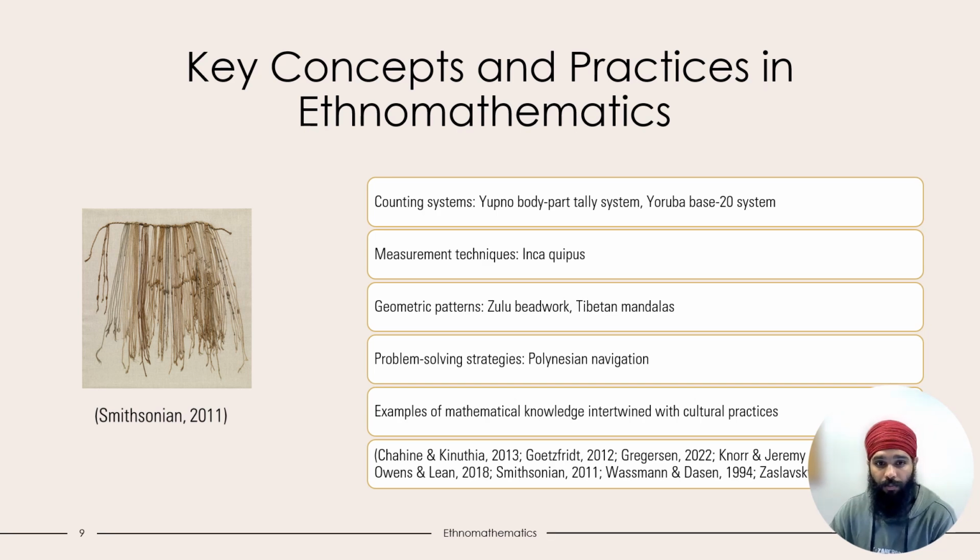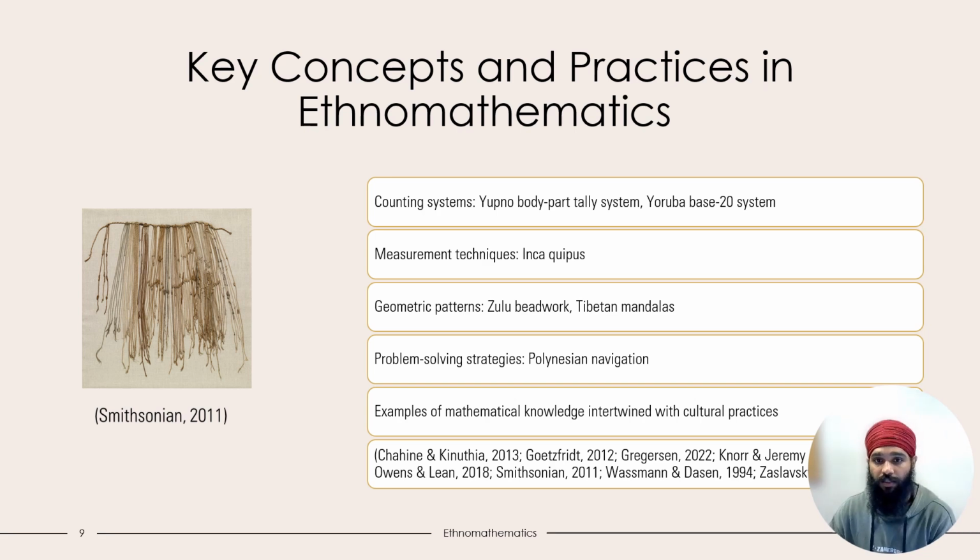For example, the Yupno people of Papua New Guinea used a body part tally system, where different body parts represent specific numbers. Similarly, the Yoruba people of Nigeria have a complex base 20 counting system that reflects their linguistic and cultural practices. Measurement is another area where ethnomathematical practices are evident. Various cultures have developed their own methods for measuring length, volume, and time, often using locally available materials and tools.